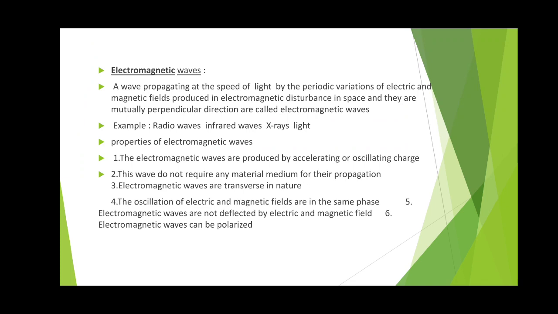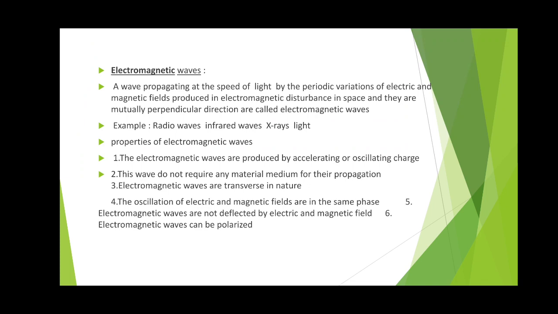So what are the properties of electromagnetic waves? Experimental investigation has given certain properties of electromagnetic waves. The first important property is that electromagnetic waves are produced by accelerating or oscillating charge. What do you mean by accelerating? If an electric charge is moving with very high velocity, we call it accelerating. Oscillating means if the electric charge is moving up and down, we call it an oscillating charge. So the source for electromagnetic wave is accelerating charge or oscillating charge. This wave does not require any material medium. So without solid, liquid and gas, in empty space or vacuum, they can propagate.